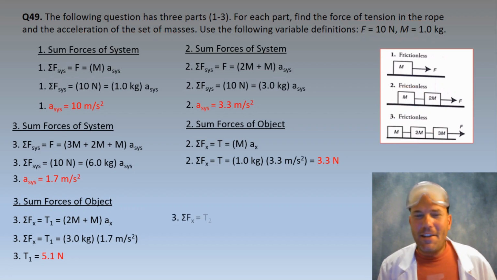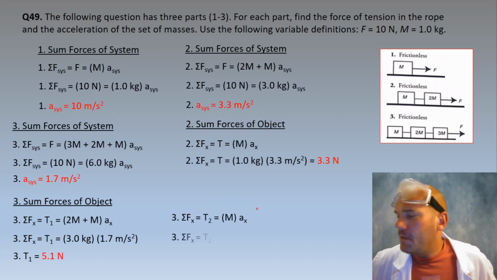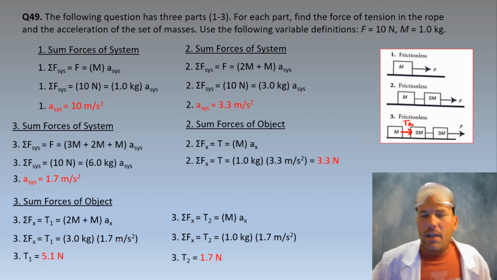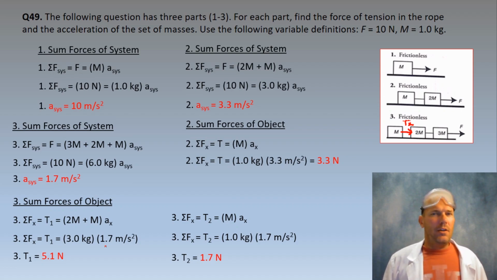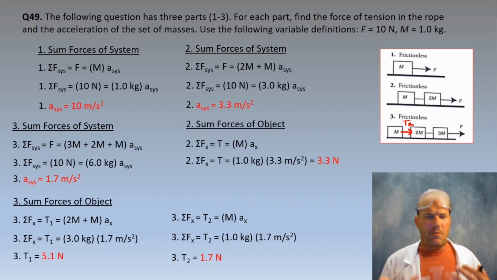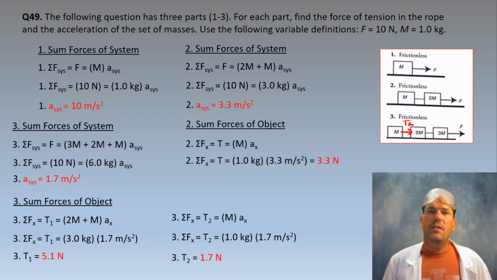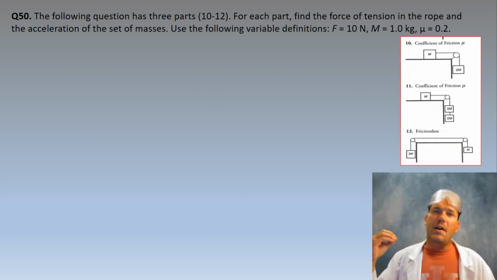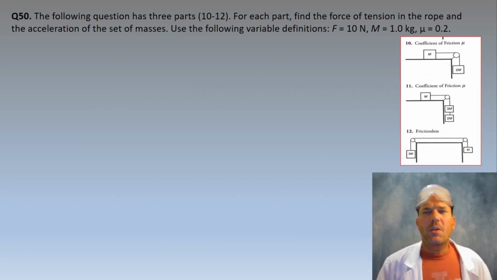Now we can actually find this final force of tension here, which we'll call T sub 2. Looking at T sub 2 and our already known acceleration of 1.7, we find the force of tension to be 1.7 newtons. That's 1 kilogram multiplied by the acceleration of the object. So we have answered all of those questions.